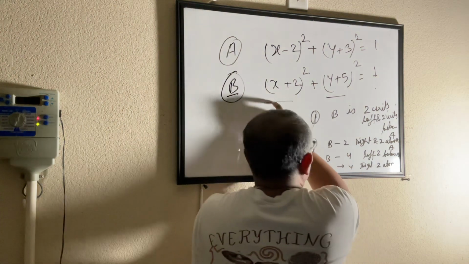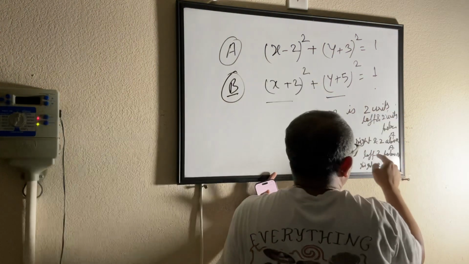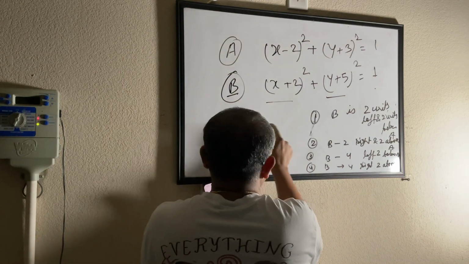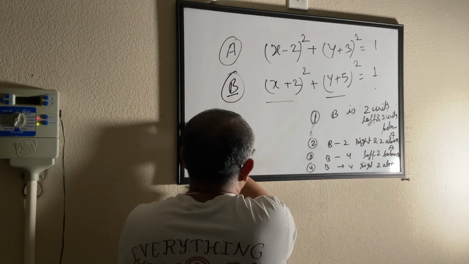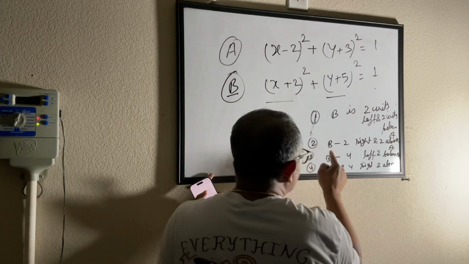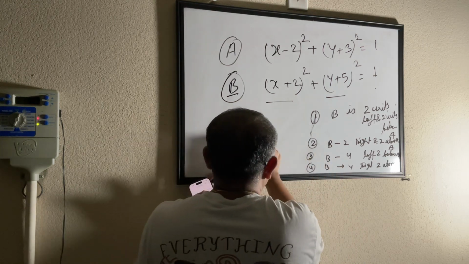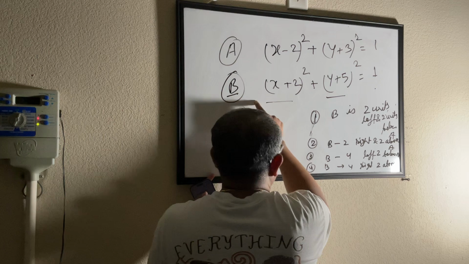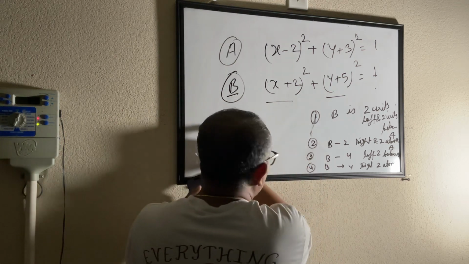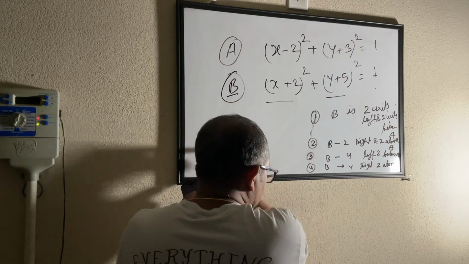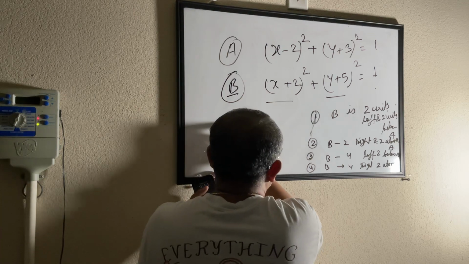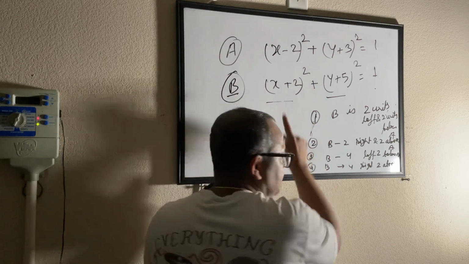Circle B, the second one, is 2 units to the left and 2 units below. 2 units to the left, this is right and this is left. 2 units to the left and 2 units below circle A. Second option is circle B is 2 units to the right and 2 units above circle A. Option 3 says circle B is 4 units to the left and 2 units below. Option 4 says circle B is 4 units to the right and 2 units above circle A.